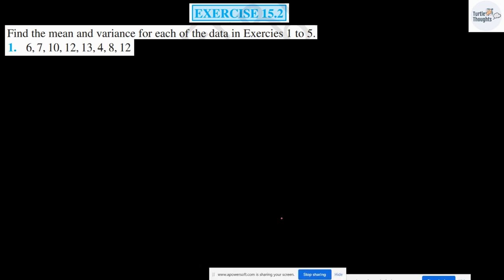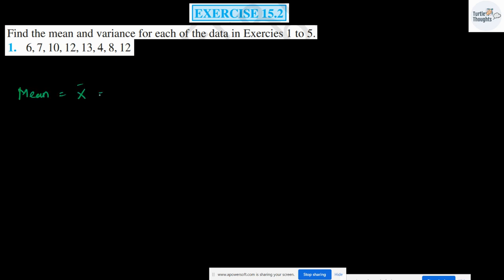Exercise 15.2, question number 1. Find the mean and variance for each of the data in exercise 1 to 5. 6, 7, 10, 12, 13, 4, 8, and 12. We have to find mean and variance. Let me find out the mean first.